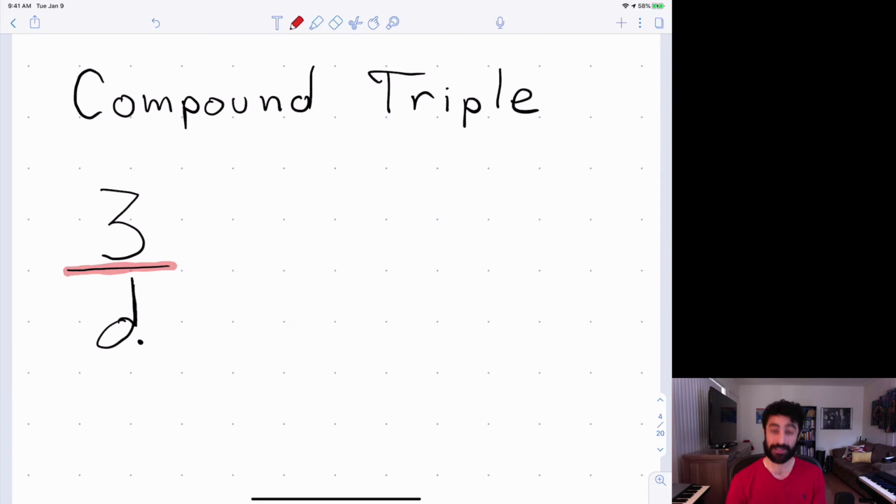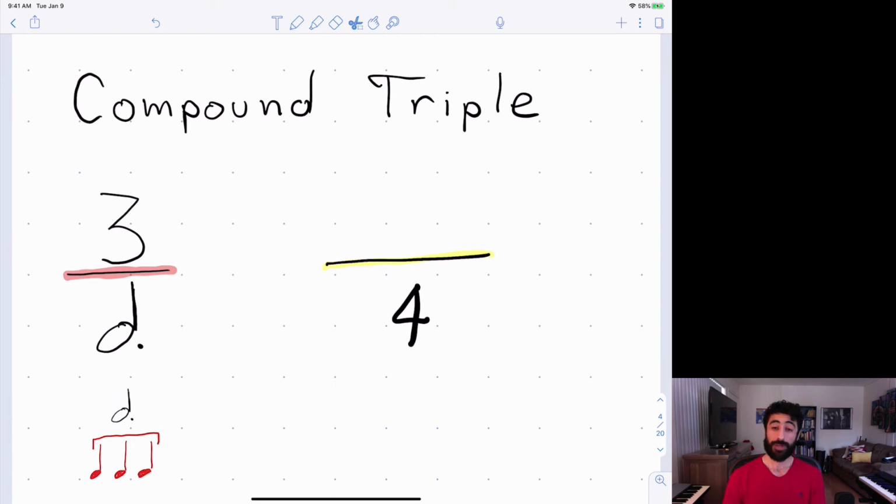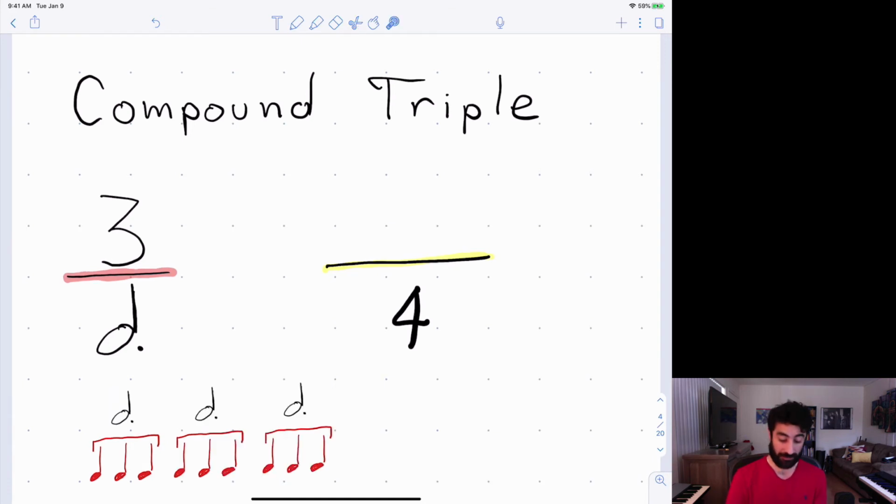If we have a time signature that looks like this, we will use the value of the subdivision. We do have a number for this, so we would just take this 4 and put it here. And since we know that each dotted half note is subdivided into 3 and that we have 3 of those, we know that the total amount of quarter notes that we would have in that measure is 9. So then we can just take that 9 and put it up here.